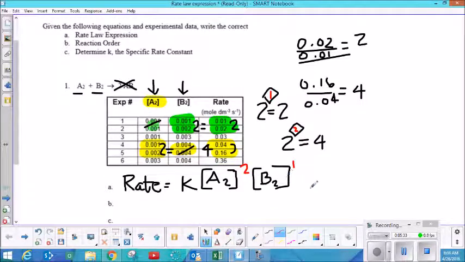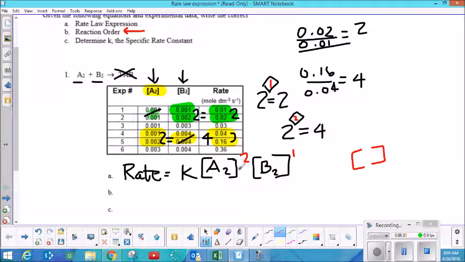So our completed rate law expression is rate equals k, [A2] to the 2, [B2] to the 1, and that's the concentration of A2. That's what this bracket means. You say that concentration. So the concentration of A2 to the 2, the concentration of B2 to the 1. Now, it says determine the reaction order for B. The order is said ordinally.